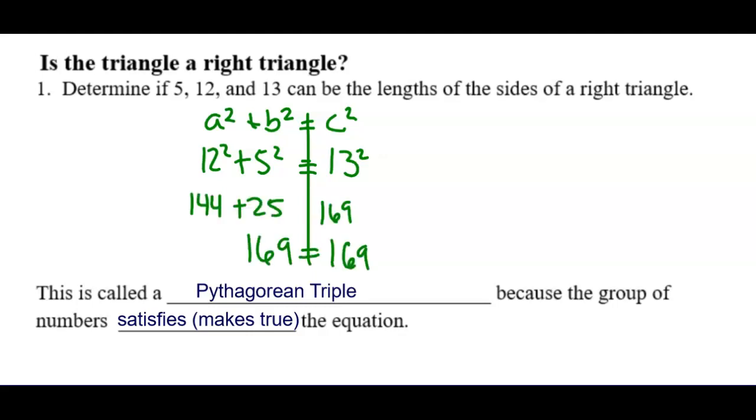Okay. You should have had 144 plus 25. That equals 169. You should have had 13 squared is 169. And 169 equals 169. So the answer to this question is, yes, these three numbers will make a right triangle. So if the length of my sides is 5 inches, 12 inches, and 13 inches, respectively, it will be a right triangle. This is what's called a Pythagorean triple. And that group of numbers makes the Pythagorean theorem true or satisfies the equation. Okay? So that's a Pythagorean triple.